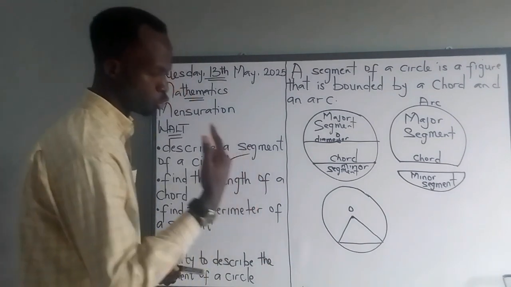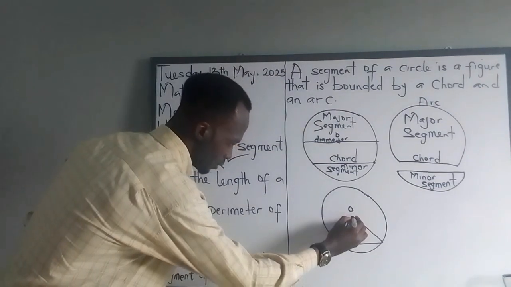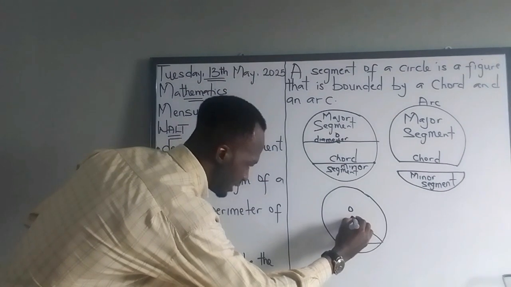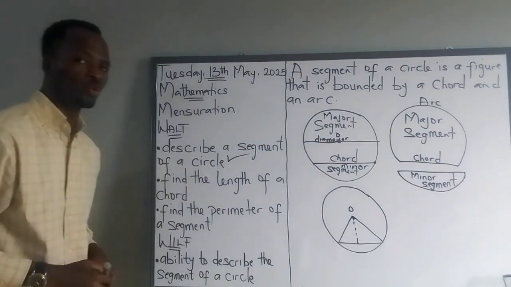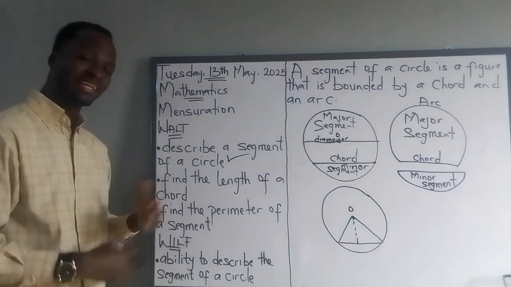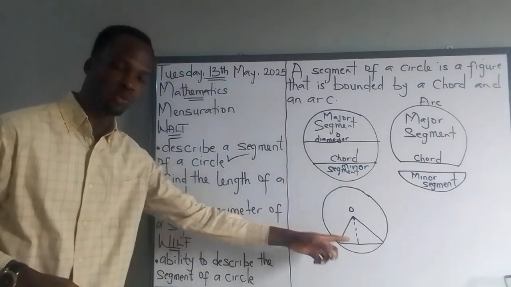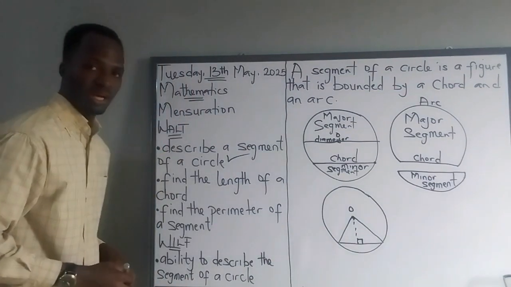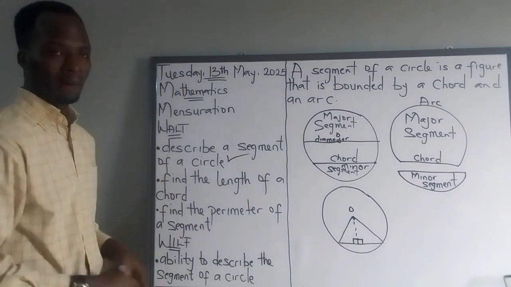Another line to draw in order for us to be able to find the length of a chord is the perpendicular bisector. Now, the perpendicular bisector is simply a line that divides the chord into two equal halves. A bisector simply is any line that divides another line into two equal halves. The reason this is perpendicular is because it is at 90 degrees to the chord, at 90 degrees on both sides. So that's why it is called a perpendicular bisector.